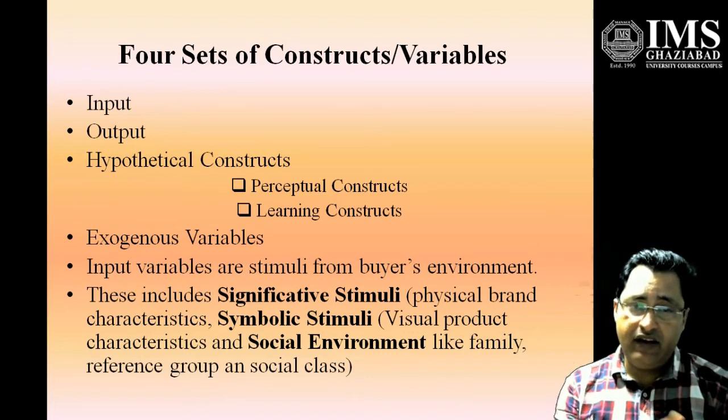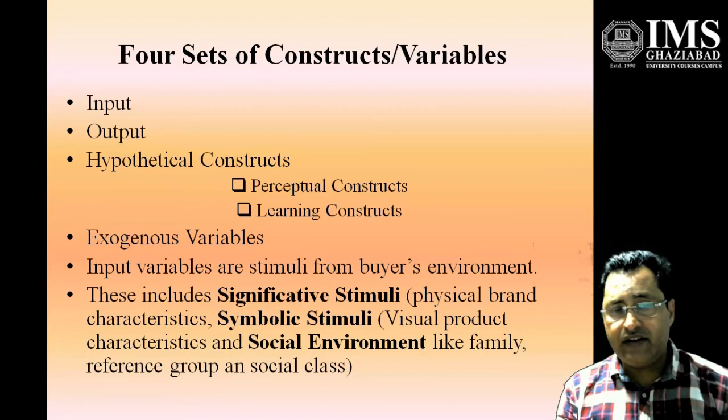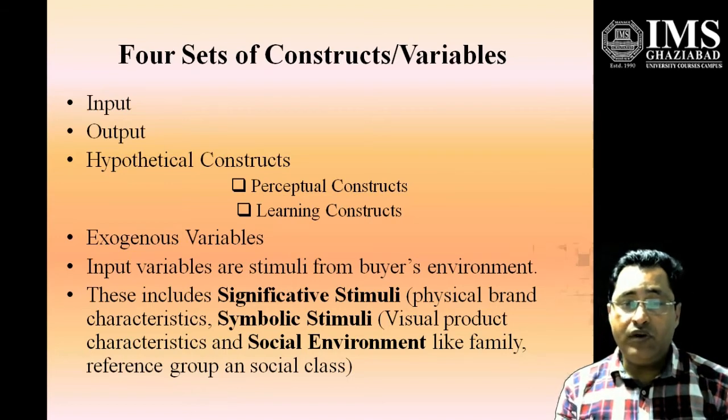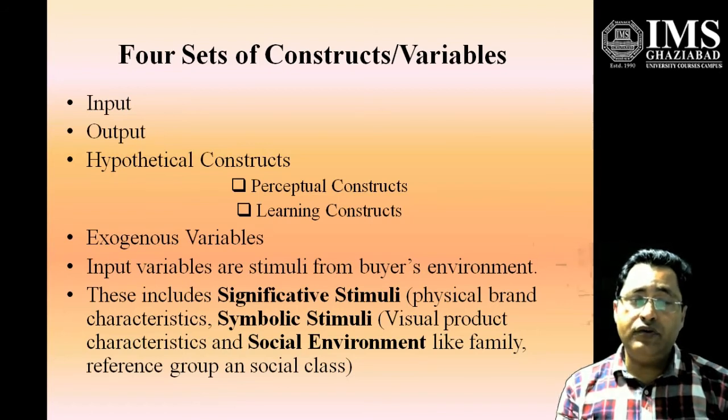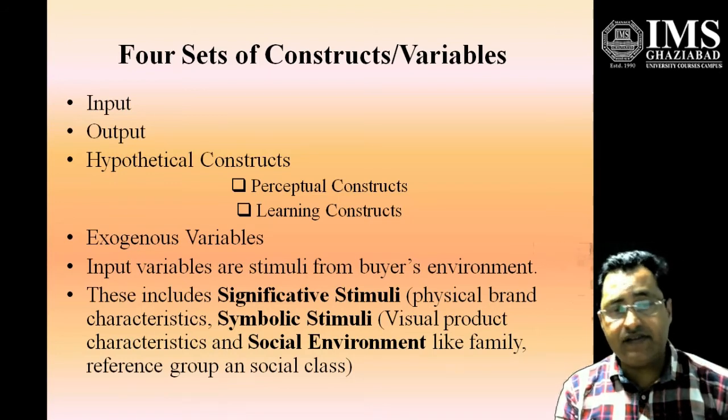So basically, significative stimuli is the brand characteristics, physical brand characteristics, right? And the symbolic is the visual product characteristics. In this Nicosia model, you will see that whatever comes in the physical brand characteristics, the same comes in the symbolic brand characteristics, symbolic stimuli. The reason being, whatever I want to give information about in the form of advertisement, in the form of sales promotion, in the form of public relations and publicity, you develop an attitude for the same. All right, that's what symbolic stimuli is.